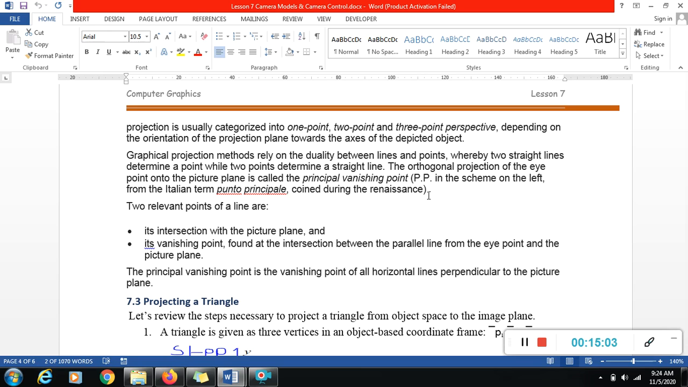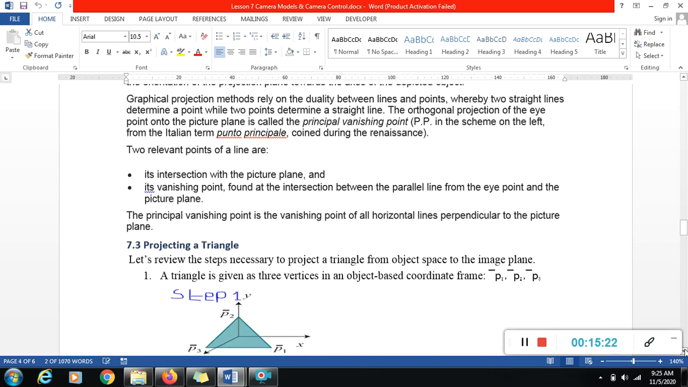We have two relevant points of a line, which are its intersection with the picture plane and its vanishing point, which is found at the intersection between the parallel lines from the eye point and the picture plane. The principal vanishing point is the vanishing point of all horizontal lines perpendicular to the picture plane. That we knew even from art and craft, the way we used to draw.